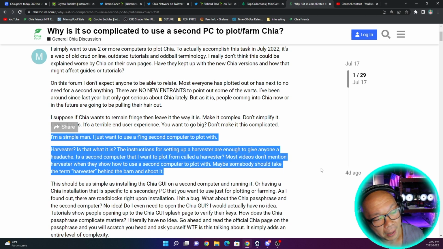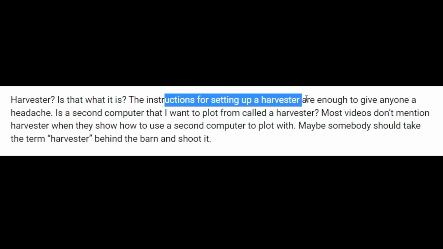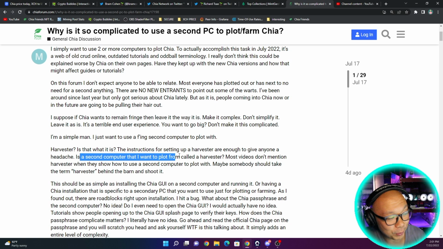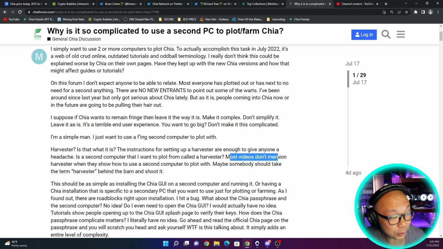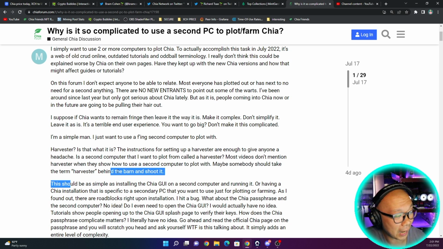So I highlighted this paragraph because I wanted to point out this frustration this person has, because I thought I addressed this. If I didn't, or it's irrelevant now, you guys have to let me know. So let's go over this paragraph right now. "I'm a simple man. I just want to use a effing second computer to plot with. Harvester, is that what it is? The instructions for setting up a harvester are enough to give anyone a headache. And a second computer that I want to plot from called a harvester, most videos don't mention harvester when they show you how to use a second computer to plot with. Maybe somebody should take the term harvester behind the barn and shoot it."